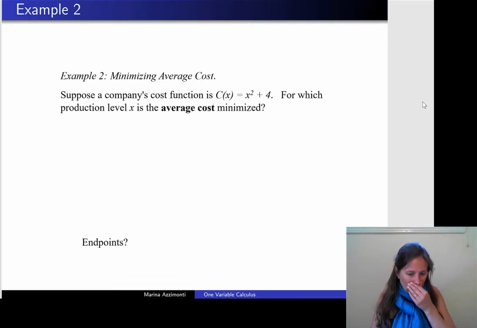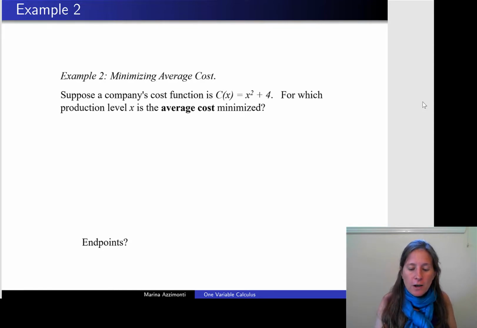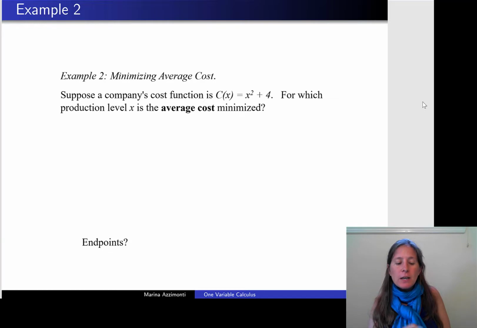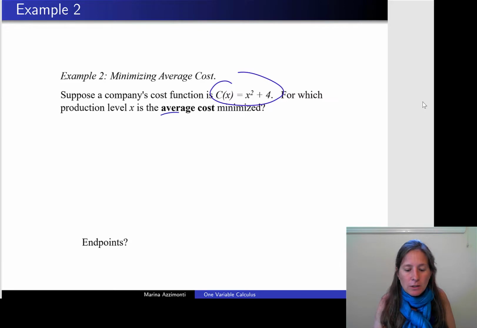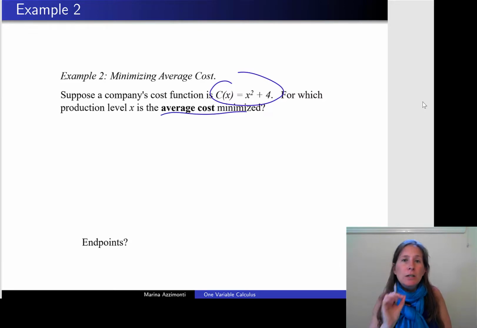Now, the last thing I have, and I'm not going to solve this whole thing, but I want to show you one thing in this example, and then we are done for today, is the following. So let's say that you have a company with a cost function x squared plus 4, and you're being asked about the production level x for which average cost is minimized. Why am I bringing this here? Because sometimes when I put this type of problems, which are more complicated than this, but generally this type of problems, sometimes people just see cost and then they try to minimize cost. But read carefully the setup, because in the setup, what are you being asked? You're being asked about the average cost.